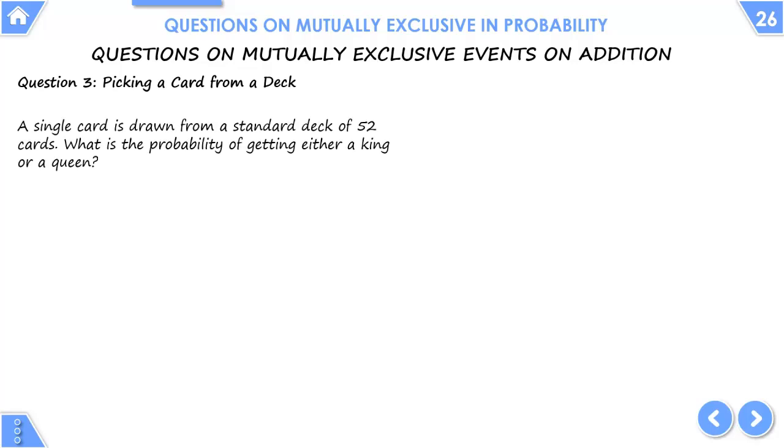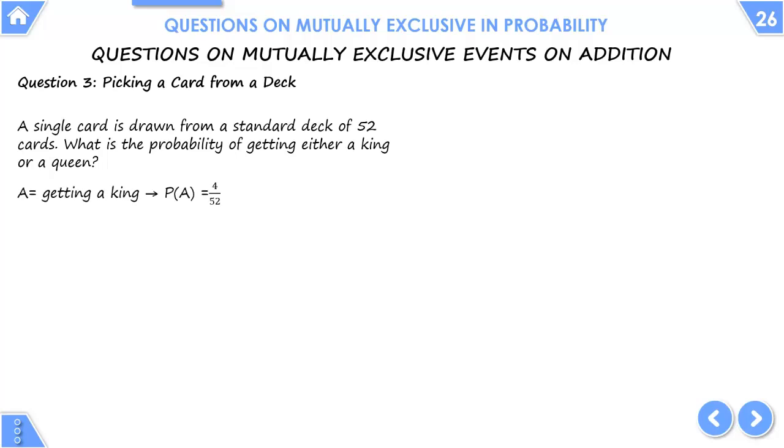Now let us deal with more questions on mutually exclusive events on addition. Question 3, picking a card from a deck. A single card is drawn from a standard deck of 52 cards. What is the probability of getting either a king or a queen?